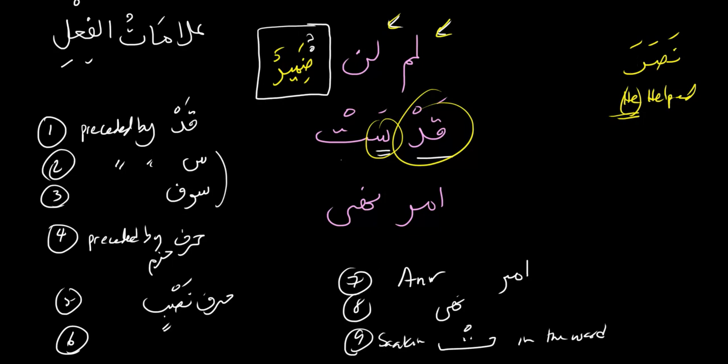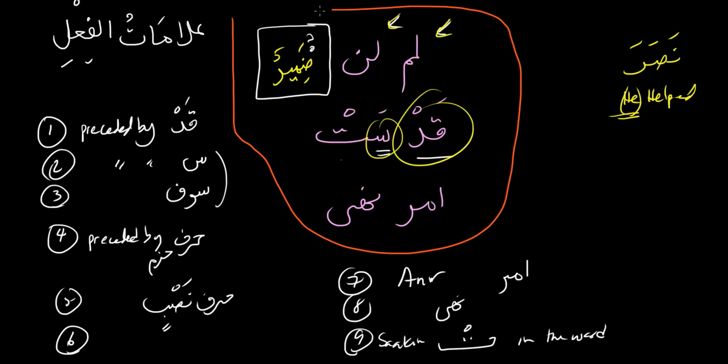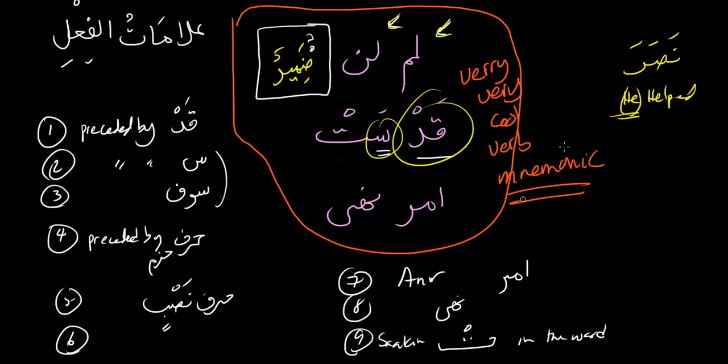So these are nine ways to recognize a word to be a verb. Very, very cool verb mnemonic. Alright, so that's how you remember now. And harf, how do you remember harf?